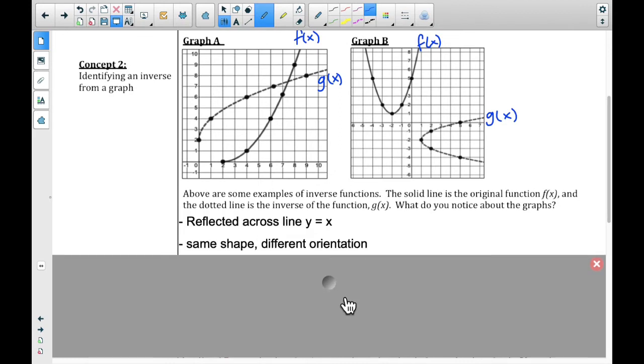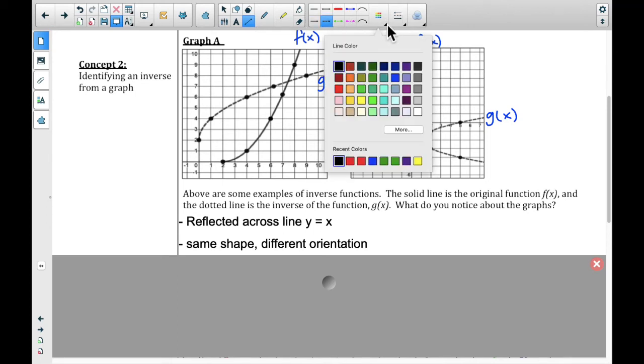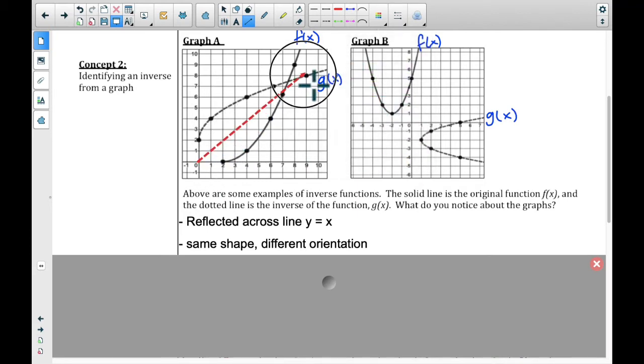Okay, here are a couple things that you might have written down, although you might have other stuff too. One thing is reflected across the line y equals x, and you might wonder, what does that even mean? Well, the line y equals x, let me show you where that's going to be. The line y equals x is this line right here. It starts at 0, 0, it goes up 1 over 1, up 1 over 1, up 1 over 1, etc. So this is the line y equals x. Can you see that this function is reflected across that line? It's a perfect reflection across that line.